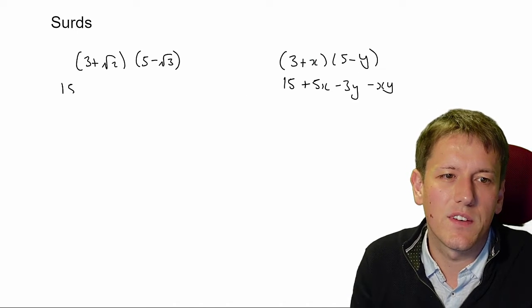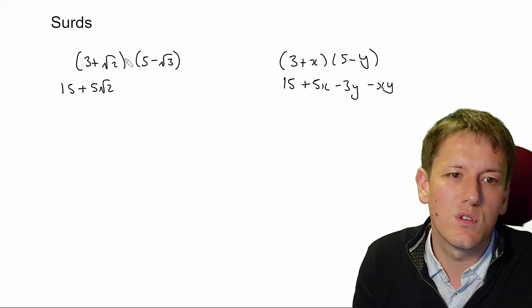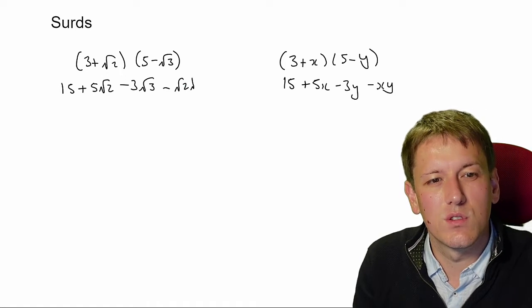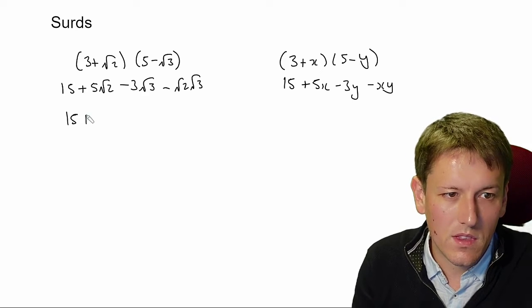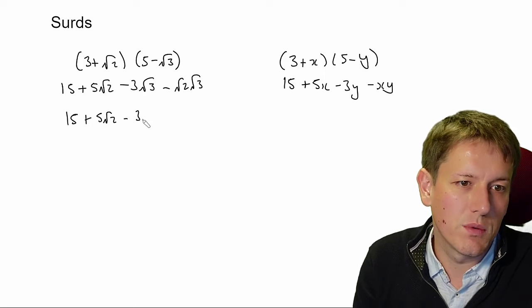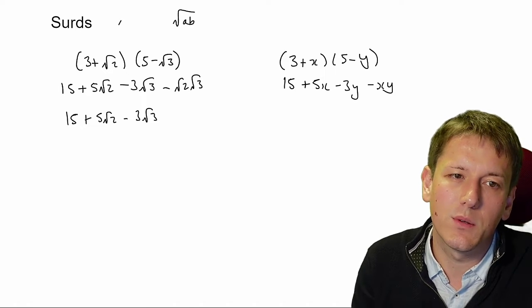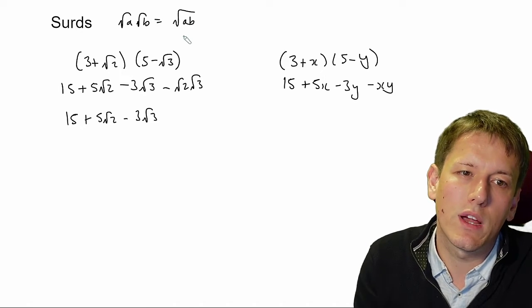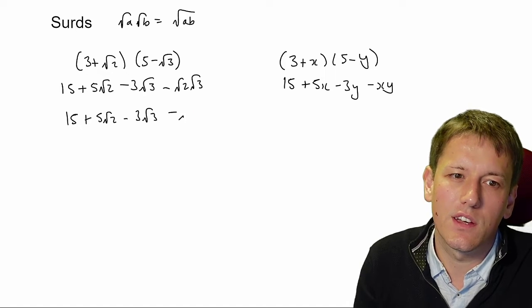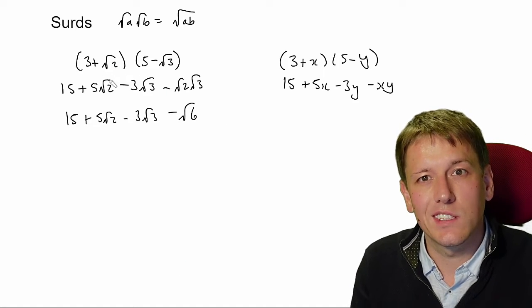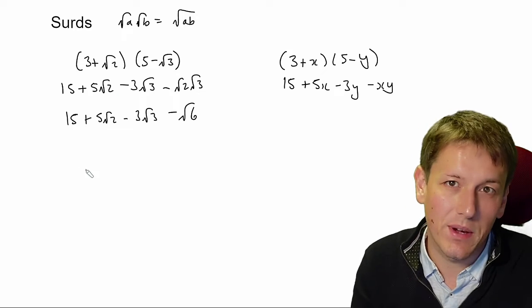I'm going to get 3 times 5 is 15. I'll have plus 5 root 2 minus 3 root 3. And then I've got minus root 2 root 3. And in this case, we would usually use that rule, root a times b is equal to root a root b, the other way around, and write this as a single surd, root 6. But do watch out, sometimes when they look different, if they're unsimplified, they might actually have something in common.